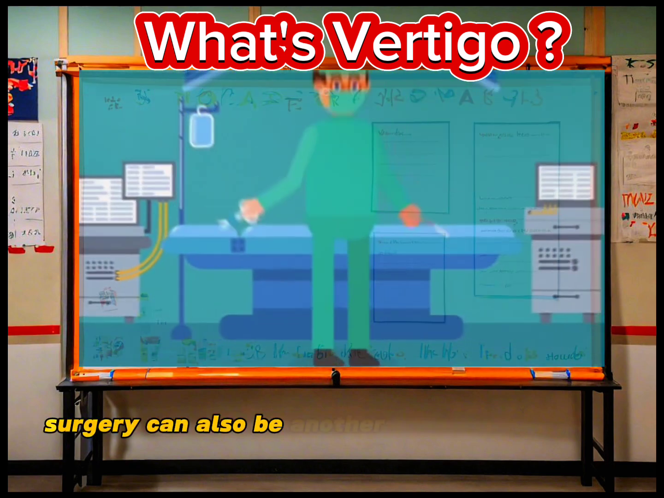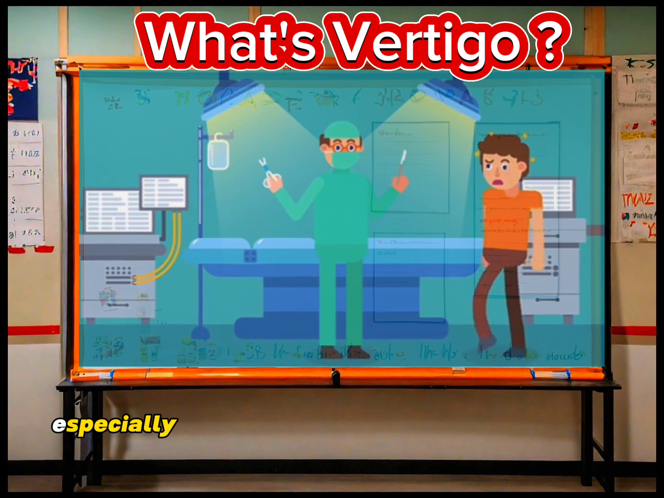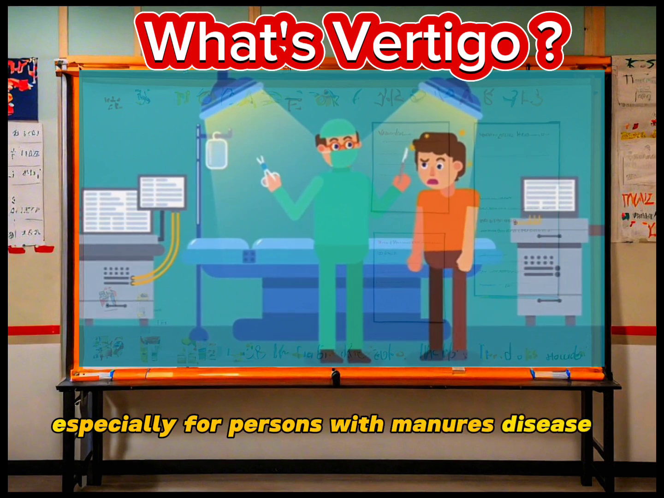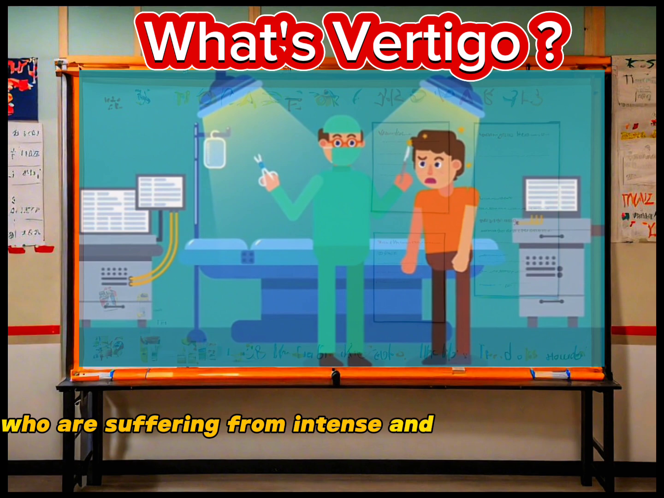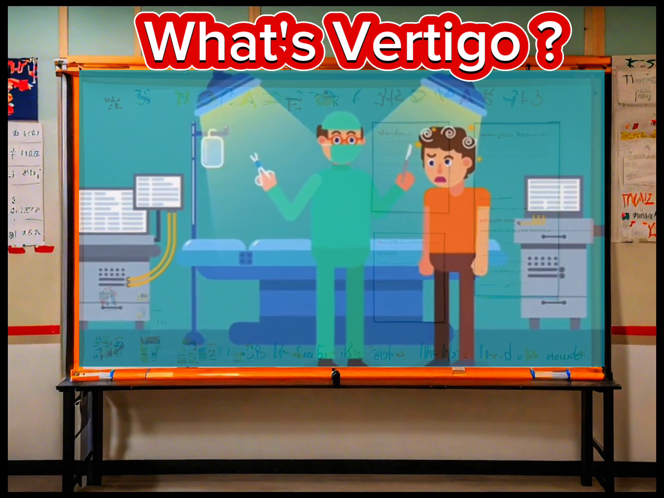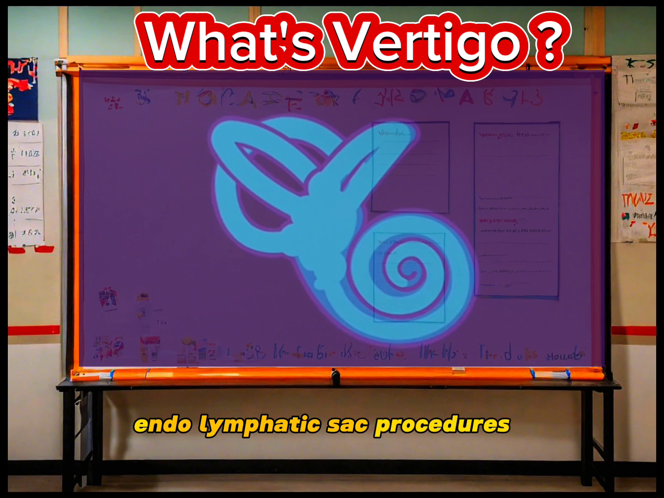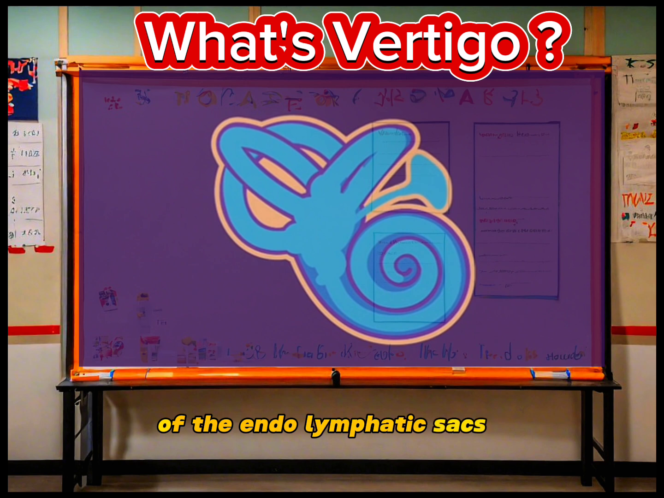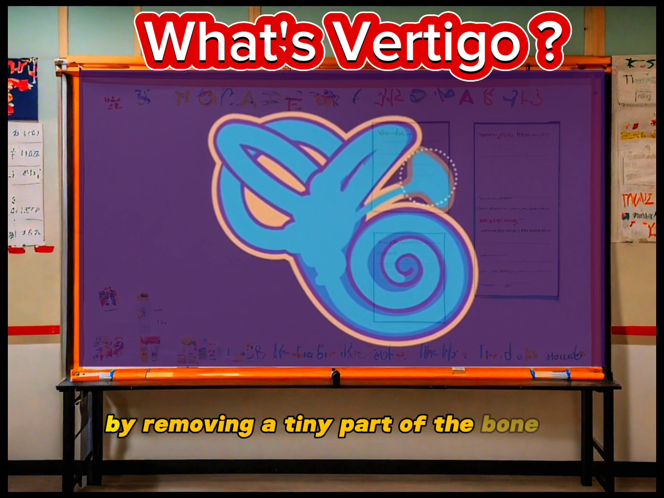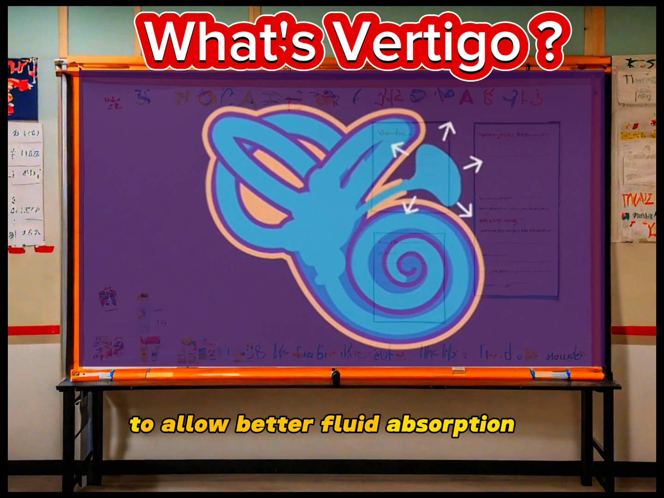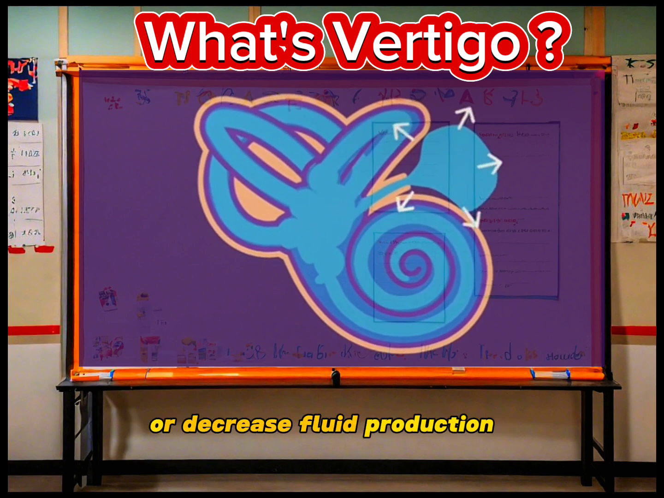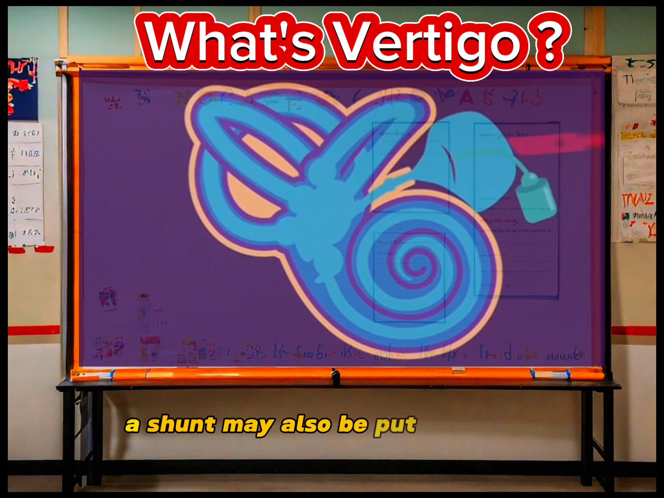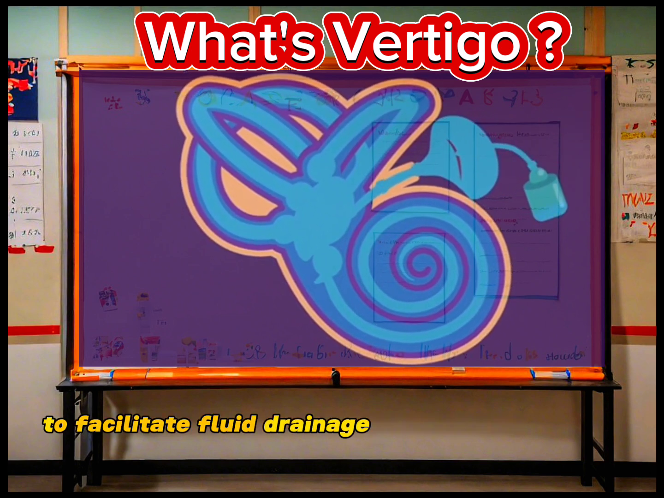What is the surgical treatment? Surgery can also be another treatment option, especially for persons with Meniere's disease, who are suffering from intense and frequent vertigo attacks. Endolymphatic sac procedures. This involves the decompression of the endolymphatic sacs by removing a tiny part of the bone to allow better fluid absorption or decrease fluid production. A shunt may also be put in place to facilitate fluid drainage from the inner ear.